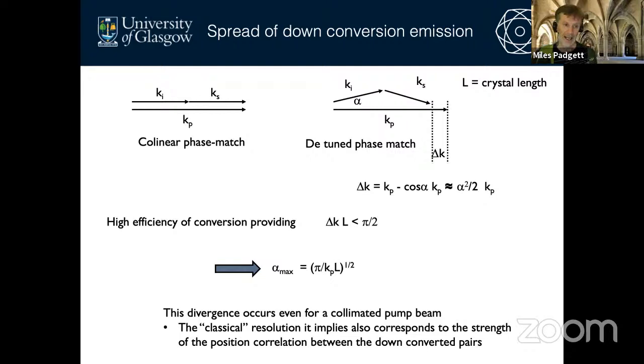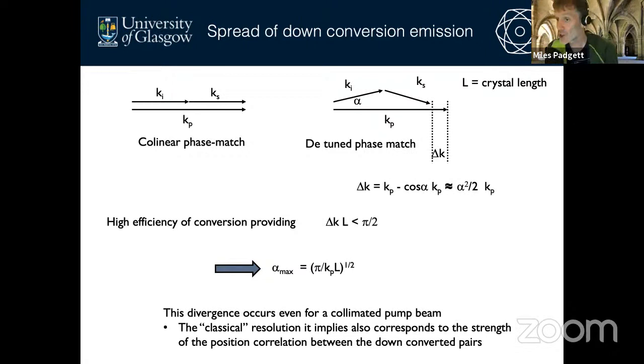If we start off with a collinear phase match, then we always think that, yes, Ki plus Ks must equal Kp. And that's true, that's when you get the most out. But you'll still get some light out even when it's not perfectly phase matched. So let's think about Ki and Ks coming out at a slight angle. My pump beam's going straight ahead, my signal and idler photons are coming out, one slightly to the left, one slightly to the right. Let's think about how the efficiency of the down conversion process might change as you change that angle alpha.